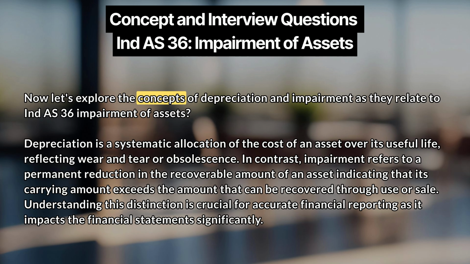Now let's explore the concepts of depreciation and impairment as they relate to IND AS 36, impairment of assets. Depreciation is a systematic allocation of the cost of an asset over its useful life, reflecting wear and tear or obsolescence. In contrast, impairment refers to a permanent reduction in the recoverable amount of an asset, indicating that its carrying amount exceeds the amount that can be recovered through use or sale. Understanding this distinction is crucial for accurate financial reporting as it impacts the financial statements significantly.